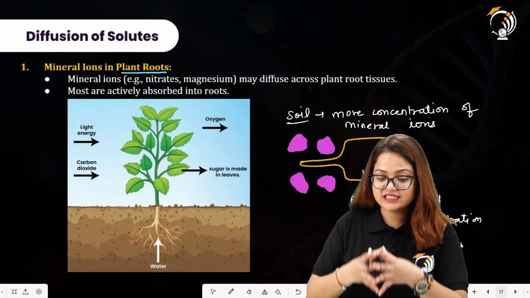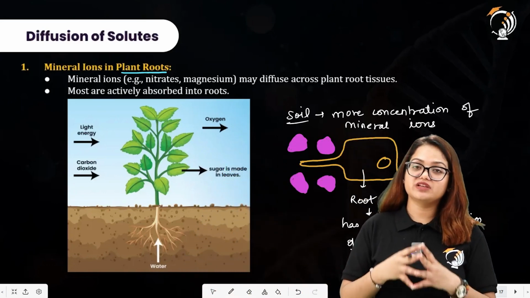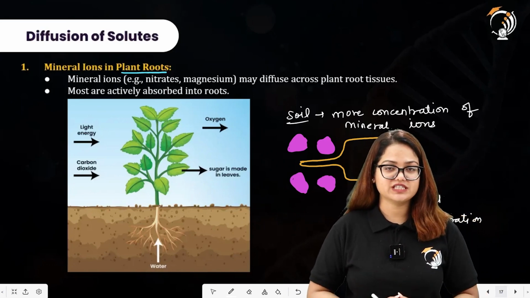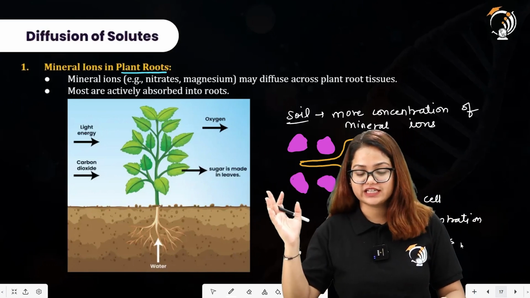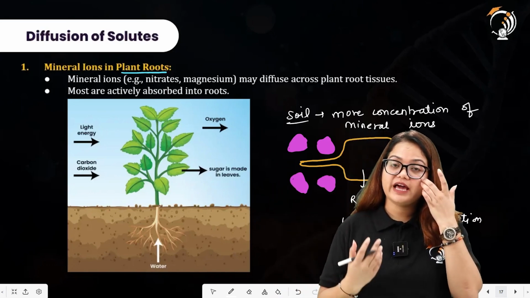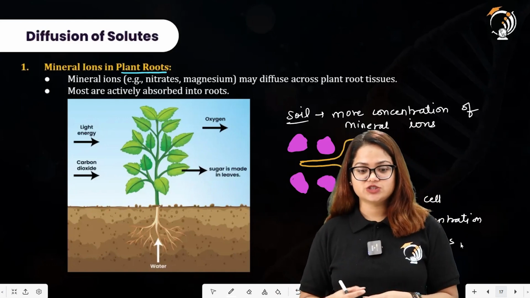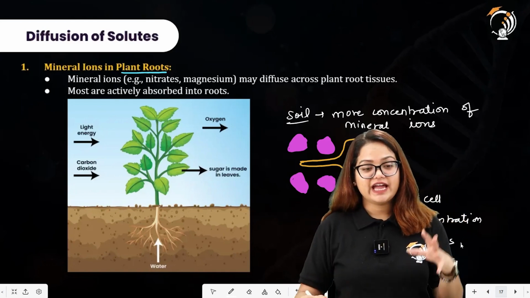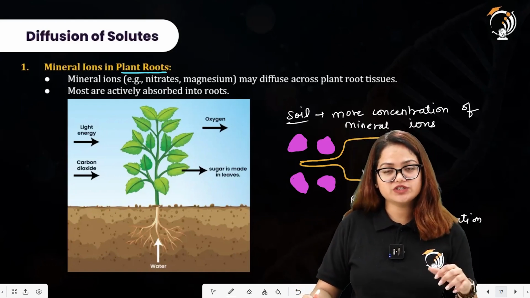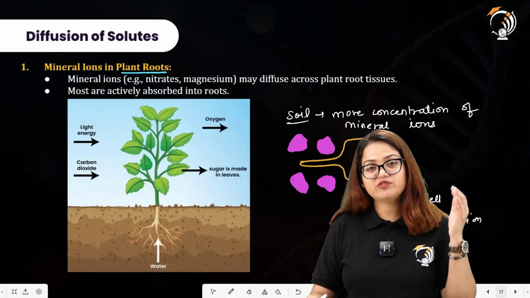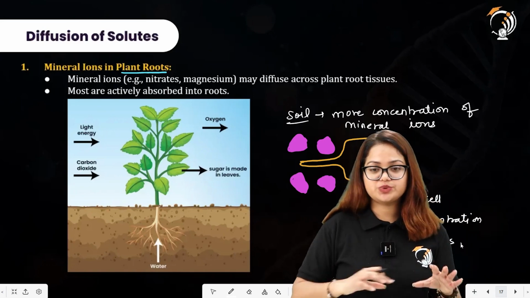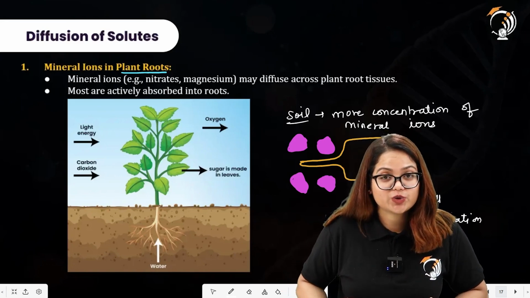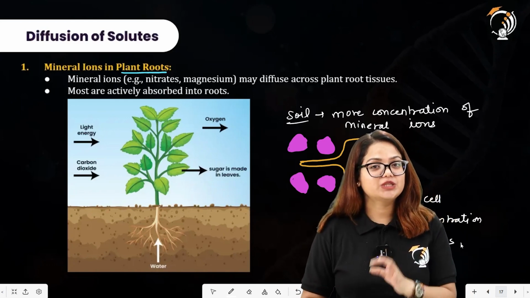After the root hair cell has gained a high concentration of mineral ions from the soil, since it requires mineral ions to carry out the process, it has to transport them across the cell. So it will require more and more mineral ions to be taken into the cell. So what will happen now? The root cell has a high concentration of mineral ions, and the soil has a low concentration of mineral ions. So there will be a movement of mineral ions from a region of low concentration to a region of high concentration. So these mineral ions are also taken up following the active pathway as well.